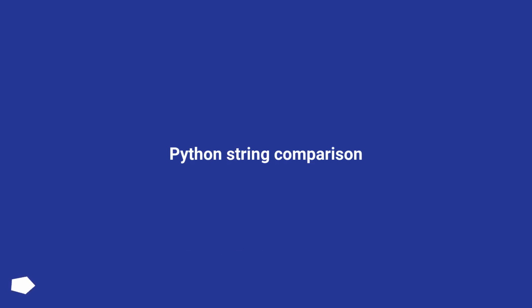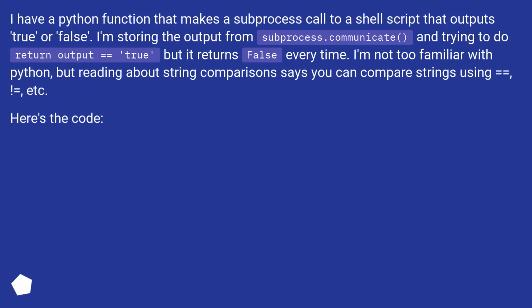Python string comparison. I have a Python function that makes a subprocess call to a shell script that outputs true or false. I'm storing the output from subprocess.communicate and trying to do return output equals true, but it returns false every time. I'm not too familiar with Python, but reading about string comparisons says you can compare strings using equals, not equal, etc. Here's the code.